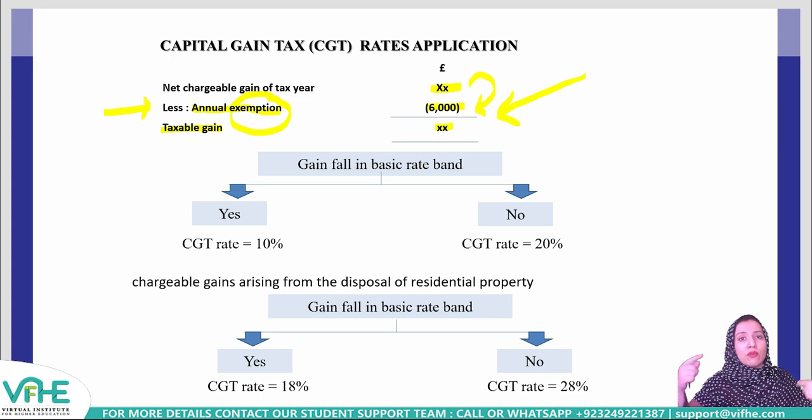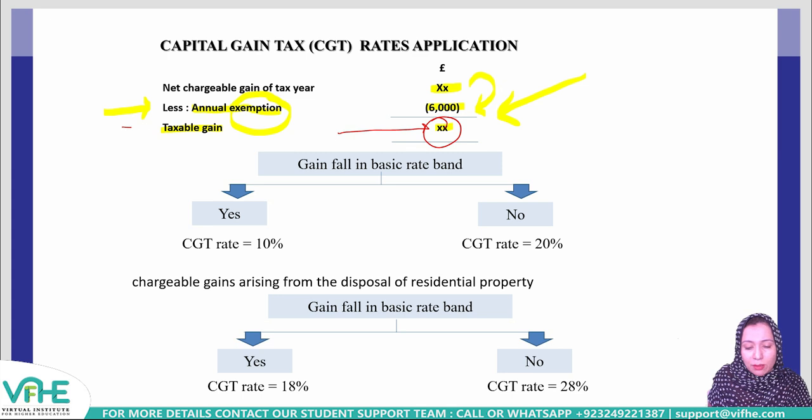But if your gains figure would be crossing the threshold of £6,000, then on the excess figure, CGT liability shall have to be computed, and this excess figure is called a taxable gain. Now, what are the CGT rates?